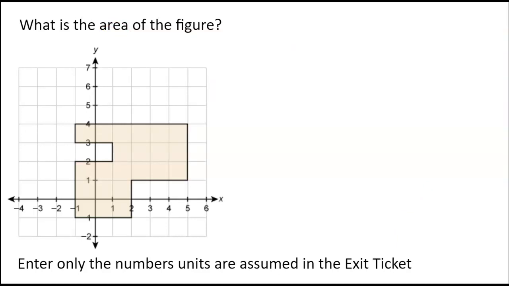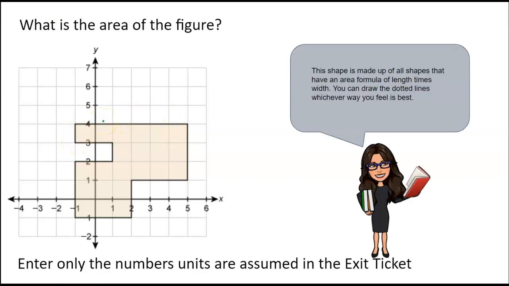Here it's asking, what is the area of the figure? Now you notice that you have a lot of vertical and horizontal lines. So you can count each of the lines. You can separate or decompose this shape in any way that you like to. This shape is made up of shapes that all have an area formula of length times width. So you can draw the dotted lines whichever way you feel best. Multiply length times width or base times height, same idea. Add them all together and you will have the area of this figure.